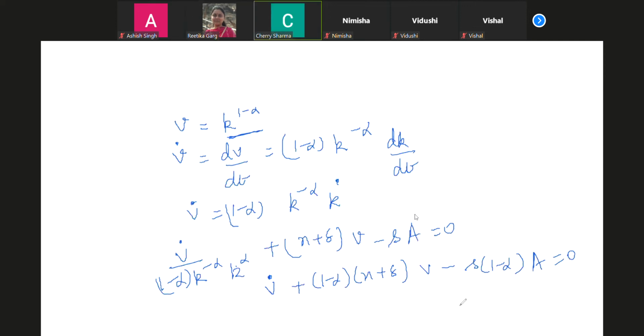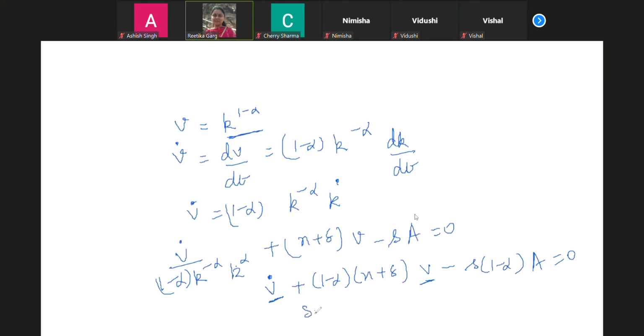Ma'am, can we take the value of k dot by k alpha and just put it straight into the... Yeah, that is also possible. Whichever way, we just want to substitute v's instead of k's. This just gives us a first order differential equation in terms of v now. The rest are all parameters, as you can clearly see: s, alpha, A, these are all parameters. So now you just have a first order differential equation in terms of v.